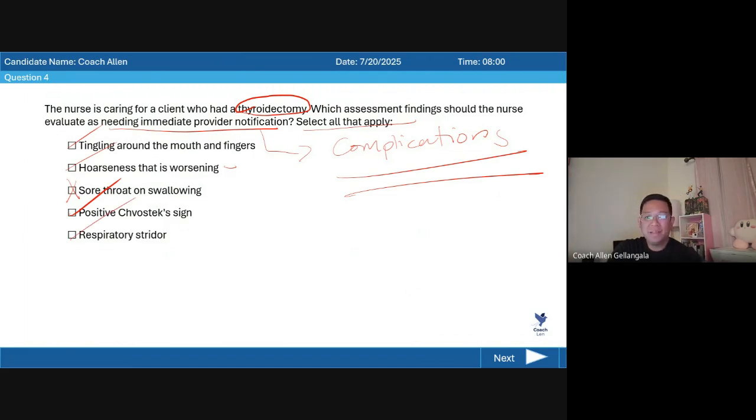So again, any form of neuropathy, indication of tetany, hoarseness of voice that is worsening, positive Chvostek sign, and respiratory stridor are the things that you need to report to your provider.